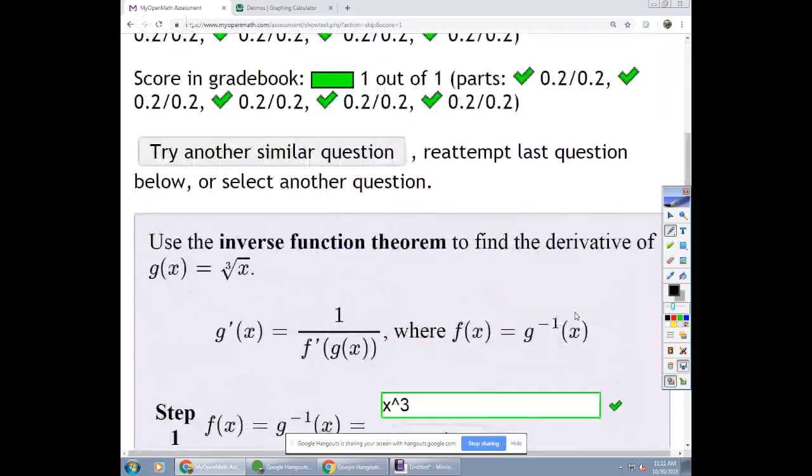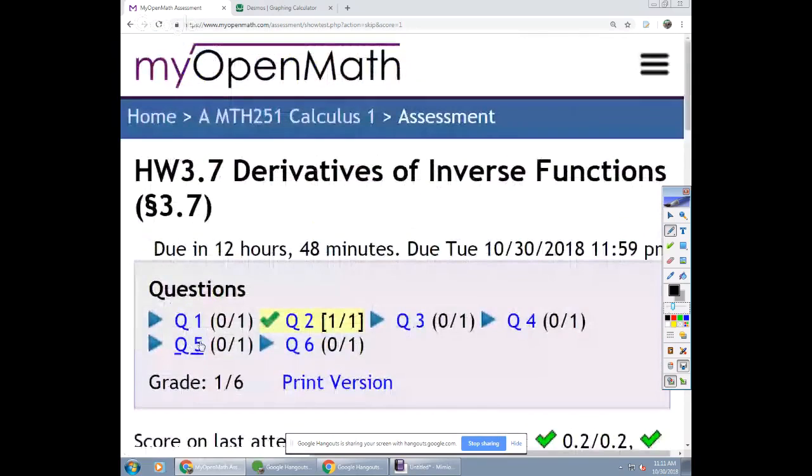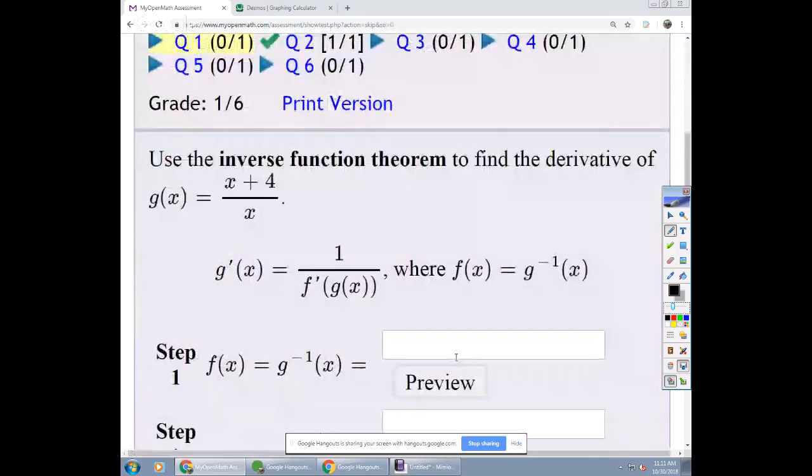I don't know why I zoomed in that much. That was a little crazy. All right, let's try number 1. So number 1 gives us the function x plus 4 over x. First step is the hardest one, find the inverse function. So let's put that in the notebook.